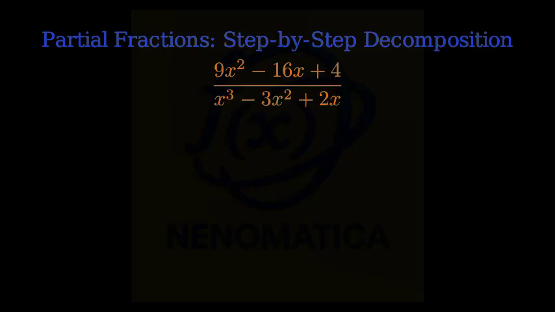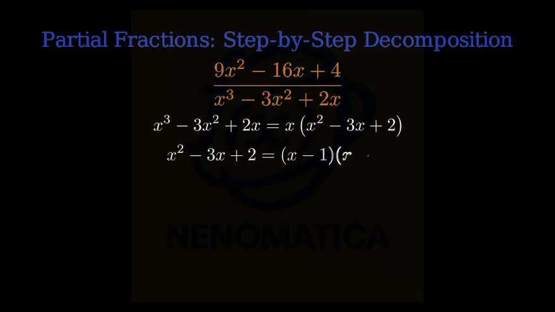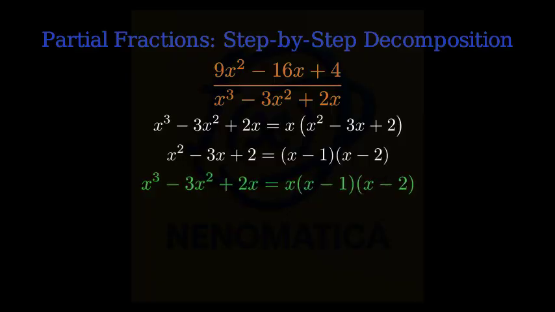Step 1. Factor the denominator. First, factor out x. Then factor the quadratic x squared minus 3x plus 2 into (x minus 1) times (x minus 2). So the denominator becomes x times (x minus 1) times (x minus 2). Step 2. Set up the partial fraction decomposition.